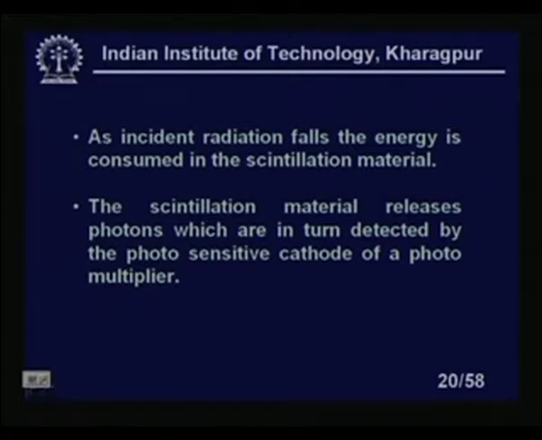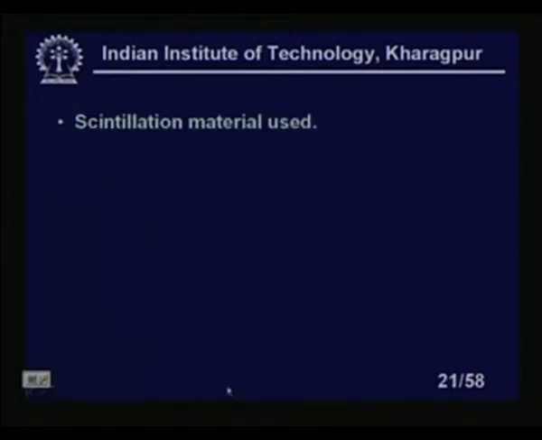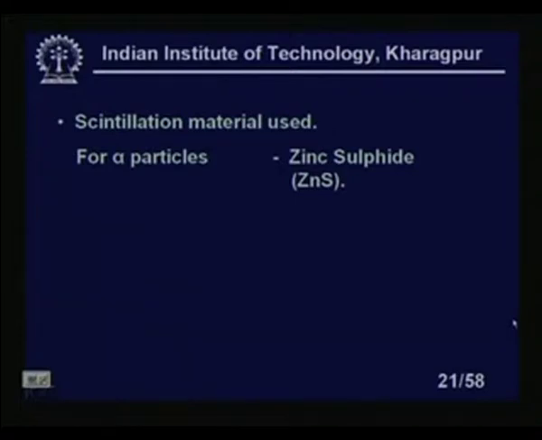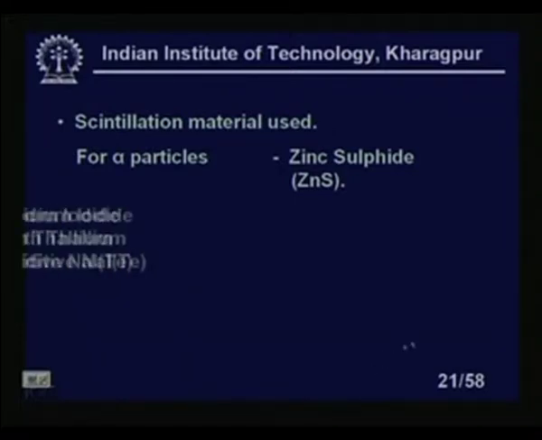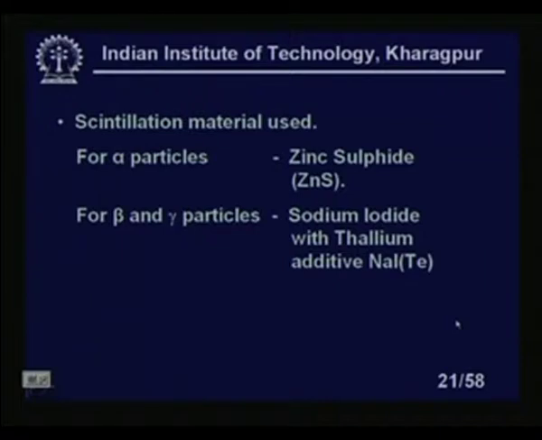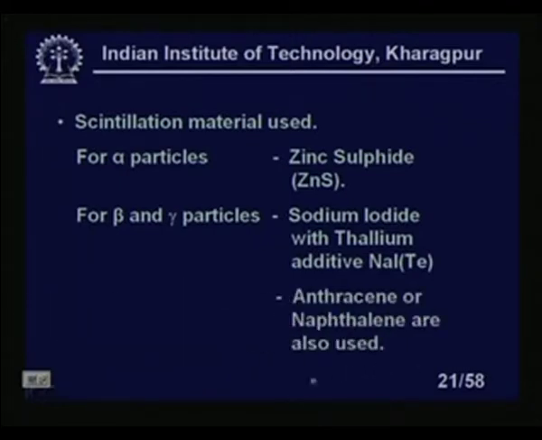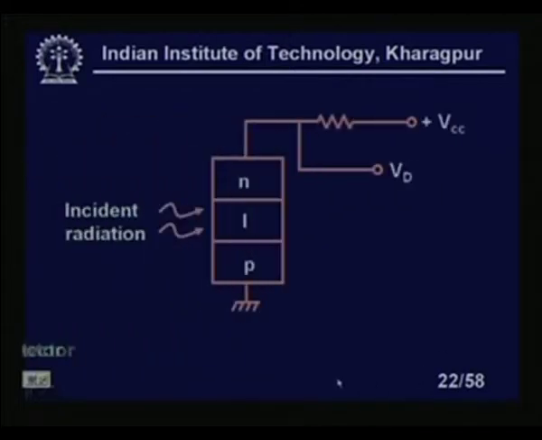Let us read it again. As the incident radiation falls, the energy is consumed in the scintillation material, which releases photons, which are in turn detected by the photosensitive cathode of the photomultiplier tube. Scintillation materials used are zinc sulphide for alpha particles, and sodium iodide with a thallium additive for beta and gamma particles. Anthracene or naphthalene are also used. These are the basics. Now, these are solid state detectors, as I told you.